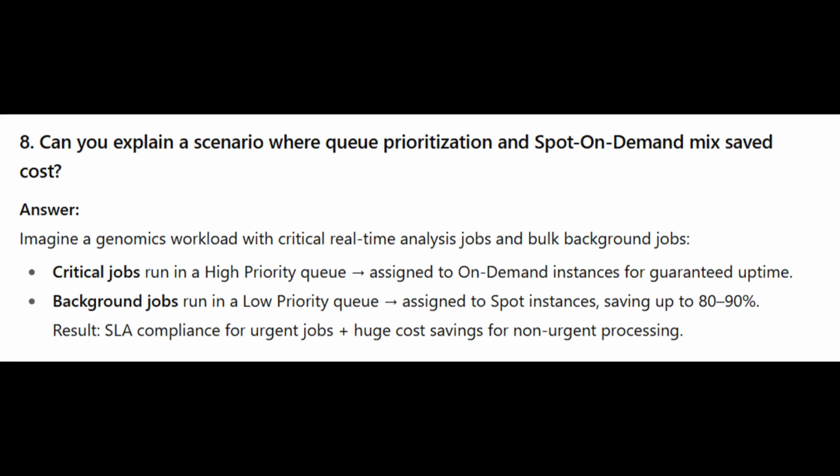8. Can you explain a scenario where queue prioritization and spot-on-demand mix saved cost? Answer. Imagine a genomics workload with critical real-time analysis jobs and bulk background jobs. Critical jobs run in a high-priority queue assigned to on-demand instances for guaranteed uptime. Background jobs run in a low-priority queue assigned to spot instances, saving up to 80 to 90%. Result. SLA compliance for urgent jobs plus huge cost savings for non-urgent processing.